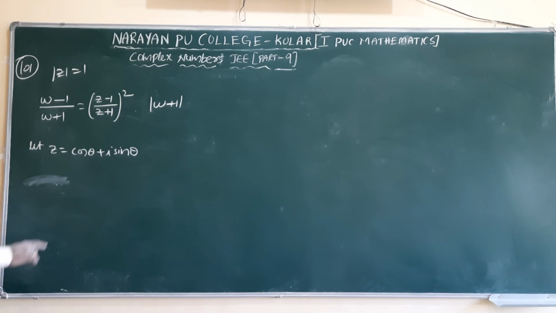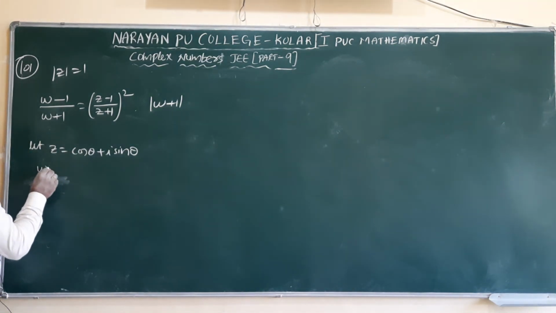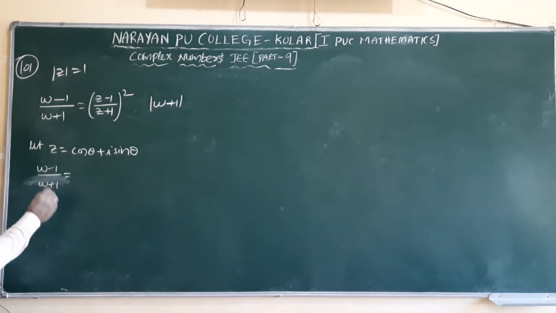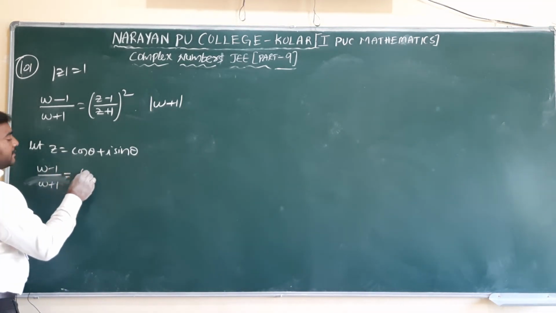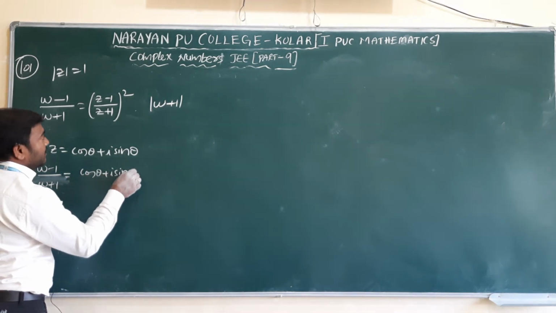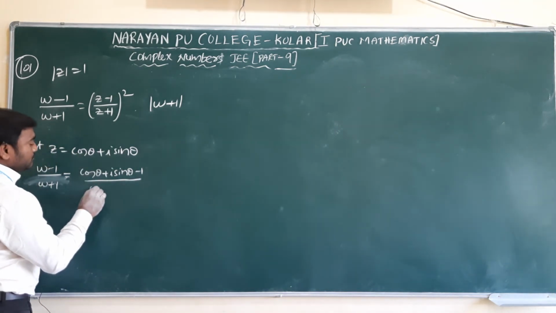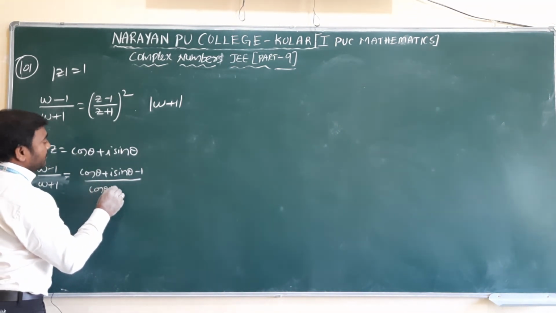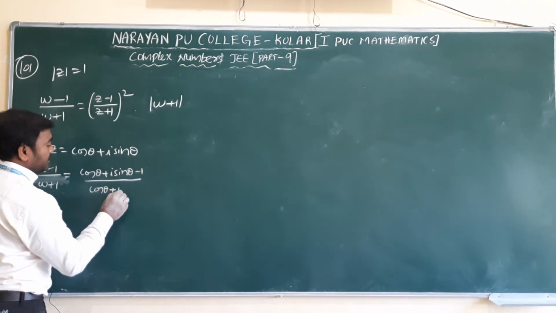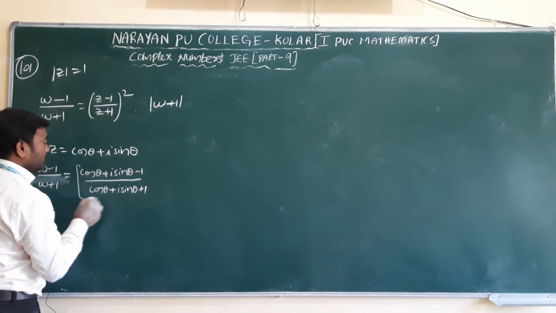Let z is equal to cos theta plus i sin theta. (omega minus 1)/(omega plus 1) is equal to ((cos theta plus i sin theta minus 1)/(cos theta plus i sin theta plus 1)) whole square.